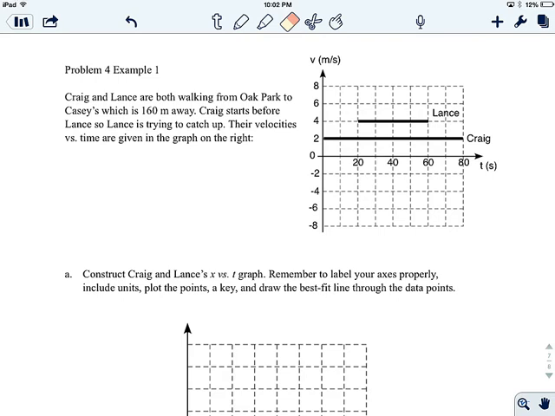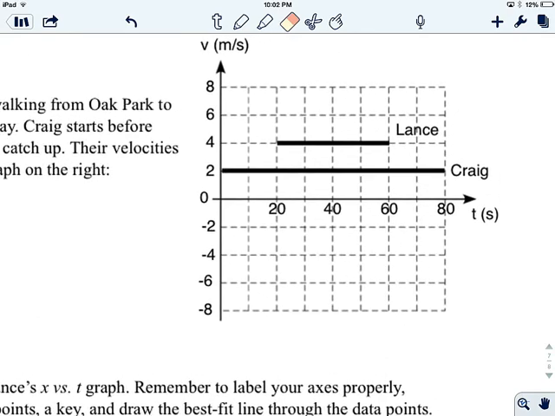So Craig and Lance are both walking from Oak Park to Casey's, which is 160 meters away. I know Casey's is farther than that. Just bear with me for the example. Craig starts before Lance, so Lance is trying to catch up. Their velocities versus time are given in the graph to the right. So let's look over here, okay?